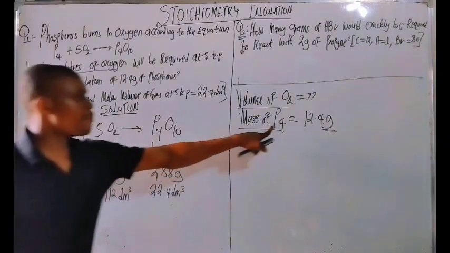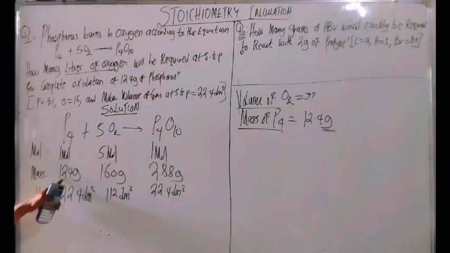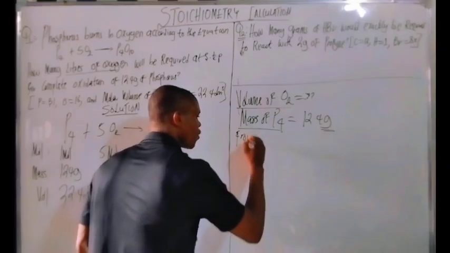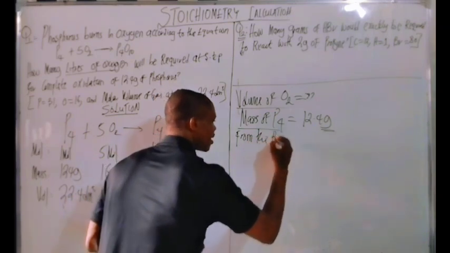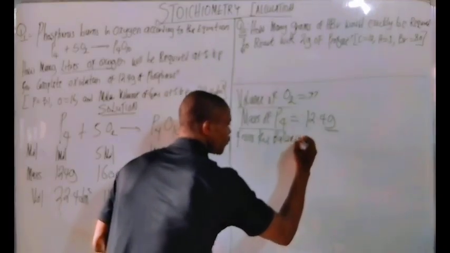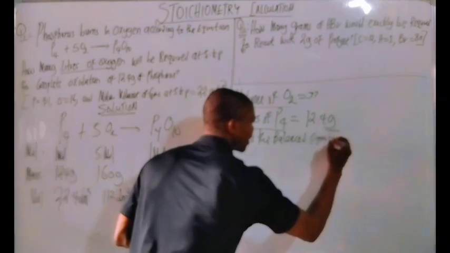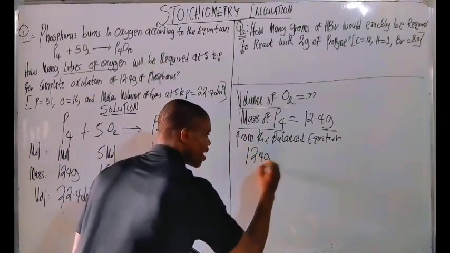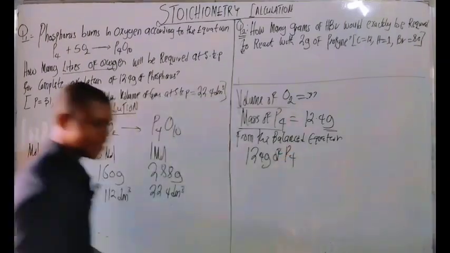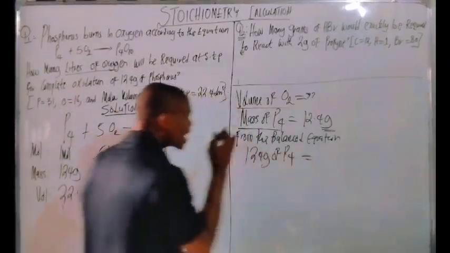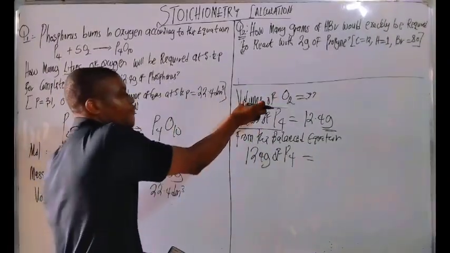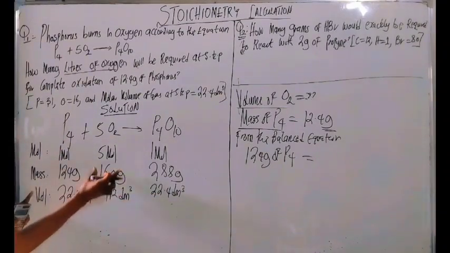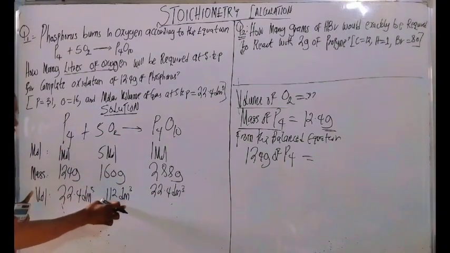You find that the mass of phosphorus is already 124 gram, right? So from the balanced equation, here we have 124 gram of P4, right? Is equal to, now look at O2. They say volume. Look at volume here, right? Volume of O2, which is oxygen gas, is 112 dm cube.